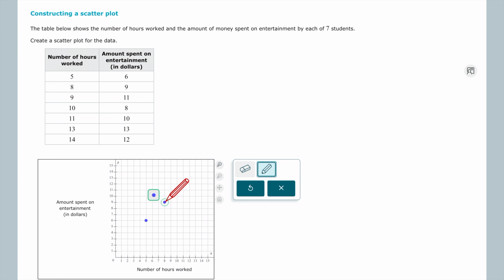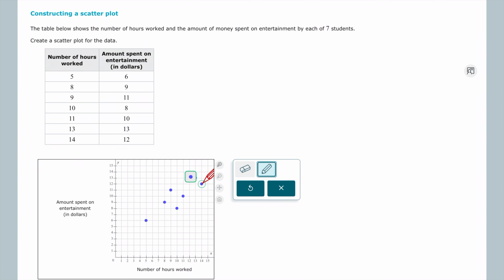Most of y'all, like I said, probably can do this pretty quick. x 9, y 11, x 10, y 8. Did I get off already? Looks like I did. That one should be 9, 11. Then 10, 8, 11, 10, 13, 13, and 14, 12.